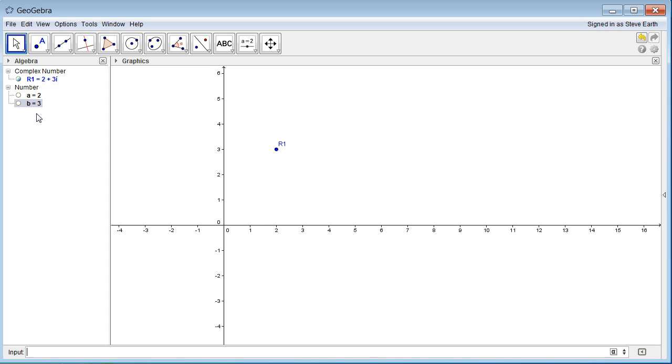People were looking at the video I made last time and saying, oh, I just type in a equal 2 and b equal 3. Don't do that. Because if you do that by typing in numbers, when you drag this point around, watch what happens. See, the a and the b are changing. If you actually typed in numbers, they wouldn't change. I'm going to put it back because I like the nice whole numbers.